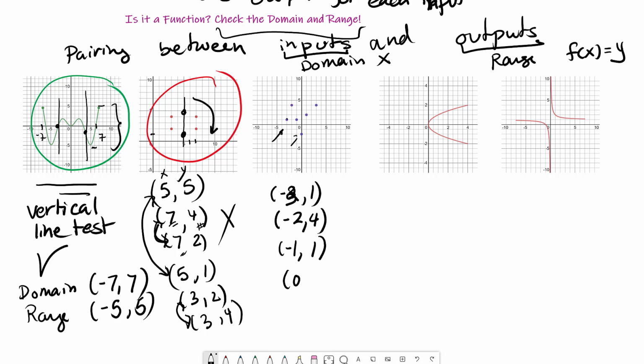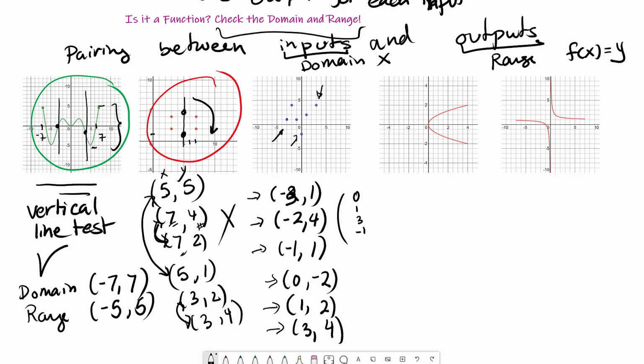0, right? X is 0 here, and minus 2. For x equals 1, we have the value for y is 2. And finally, for this last one, we have x is 3 and y is 4. So in this case, our domain includes the numbers 0, 1, 3, minus 1, minus 2, and minus 3, right? We can write this as 0, 1, 3, minus 1, minus 2, minus 3. This is our domain.